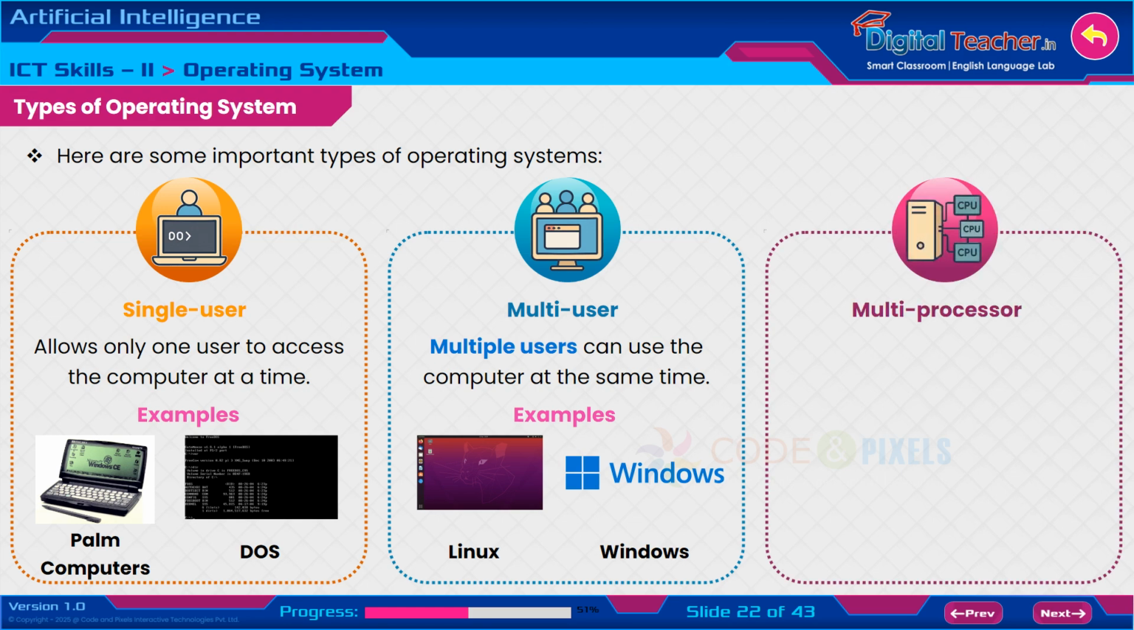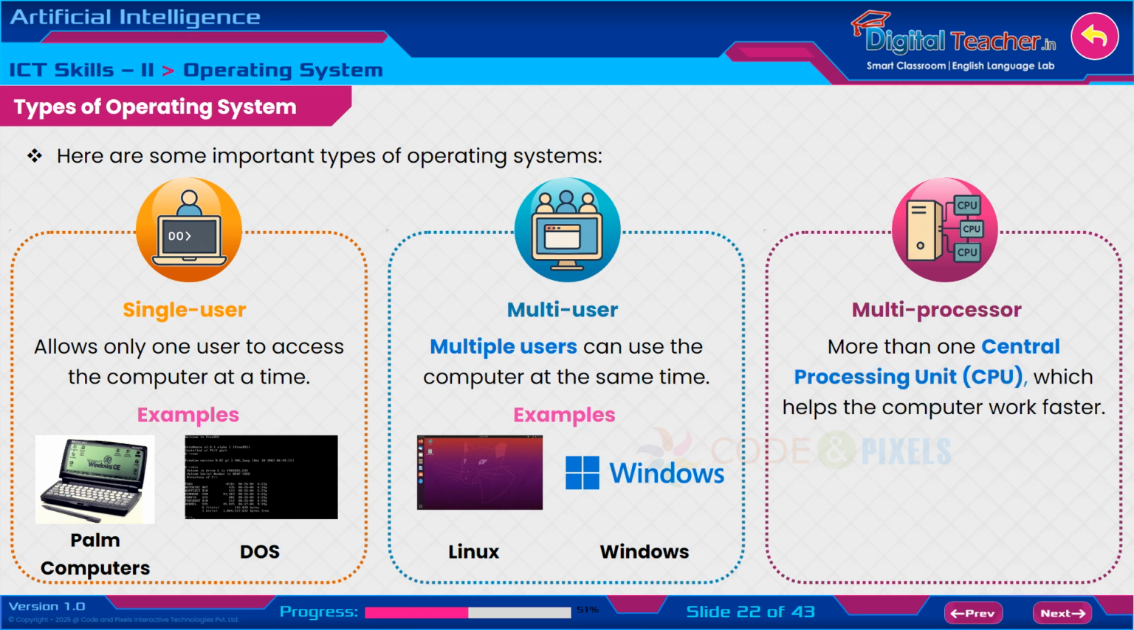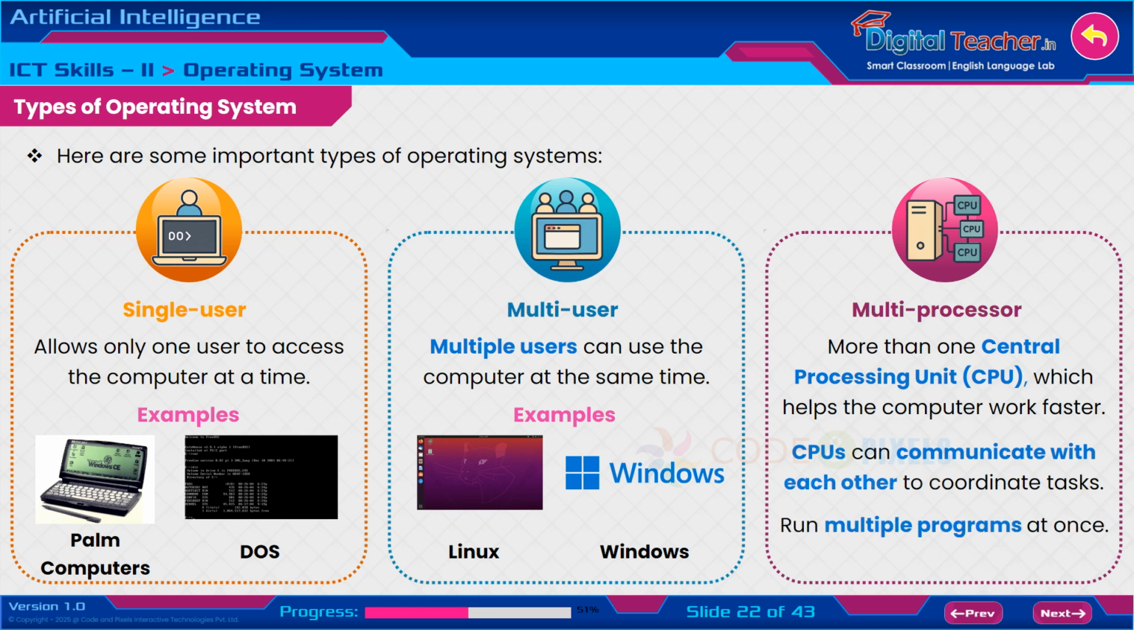Multiprocessor operating system. This system has more than one central processing unit, which helps the computer work faster. The CPUs can communicate with each other to coordinate tasks. Multiprocessor systems can run multiple programs at once.